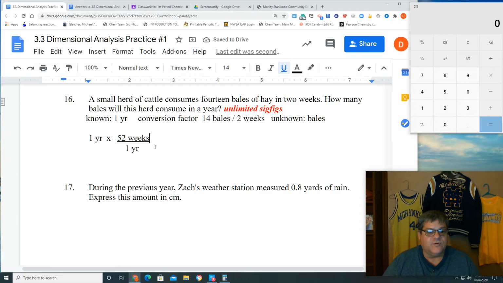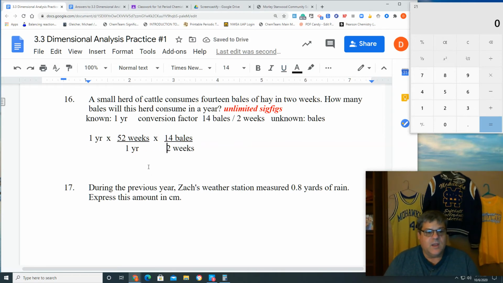So there's that. But after this, we have to go to bales, so I've got to use my conversion factor. We're going to put our times and a line again, and we're going to put weeks on the bottom. And this is where we use our conversion factor: 2 weeks on the bottom, and the number of bales on the top, so that's 14 bales. And we'll underline that so we can see what our dimensional analysis actually looks like.